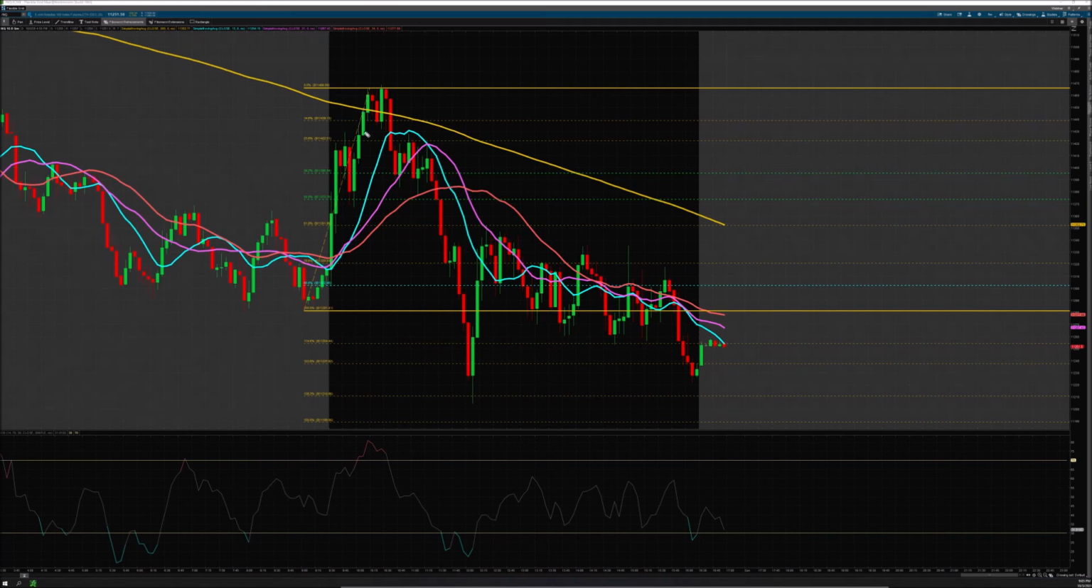Because you have to figure out what you want to do with them. Even without looking at the fibs, I would have taken a long here. This is above the 34, the 21, and the 13, and then my 200 is over here. Well, then I would have targeted the 200 from the bottom.